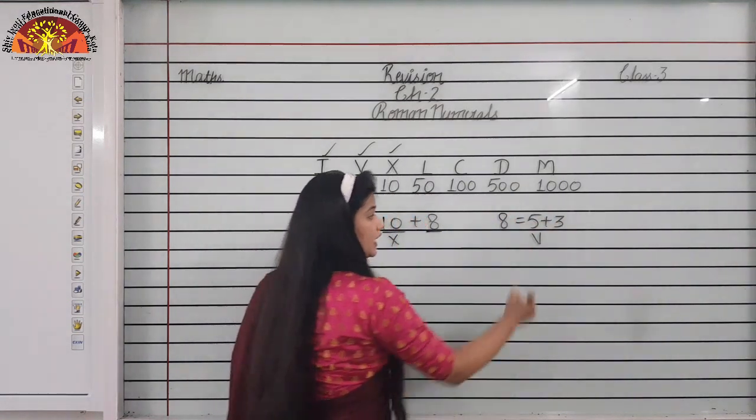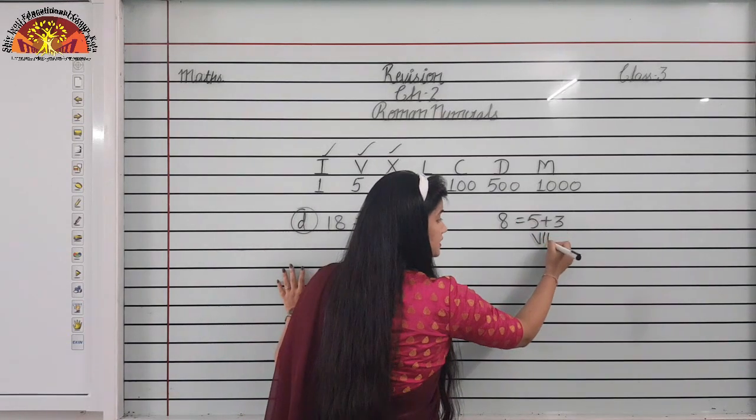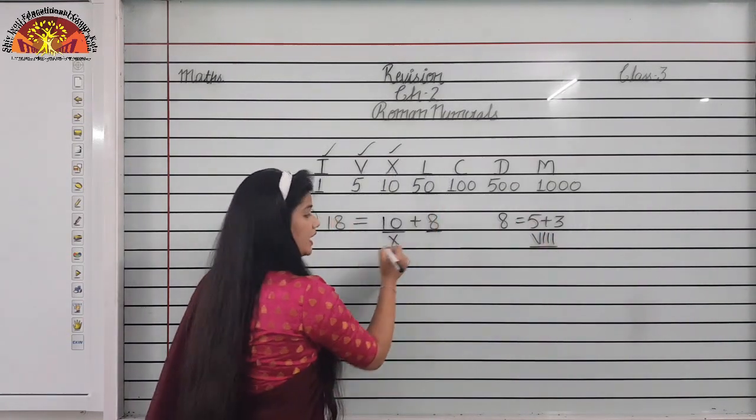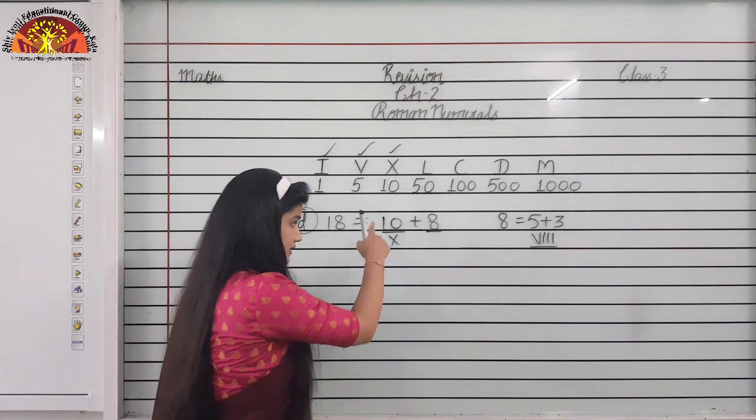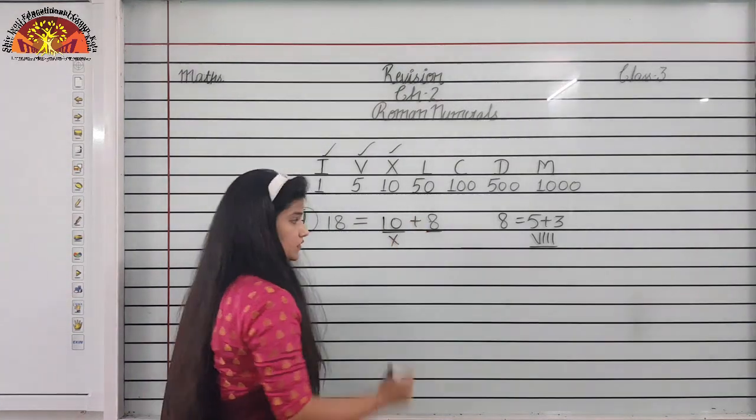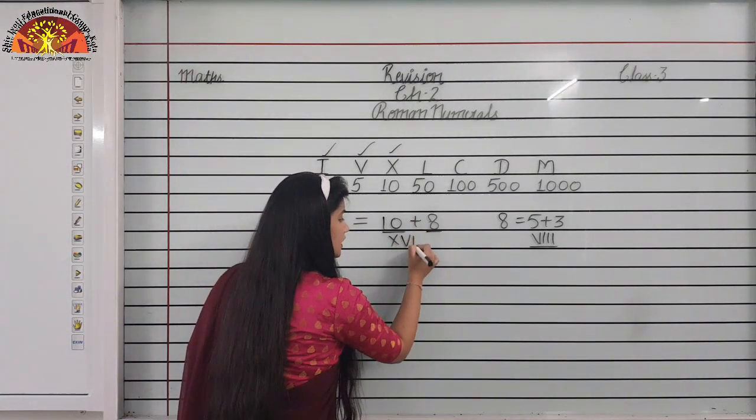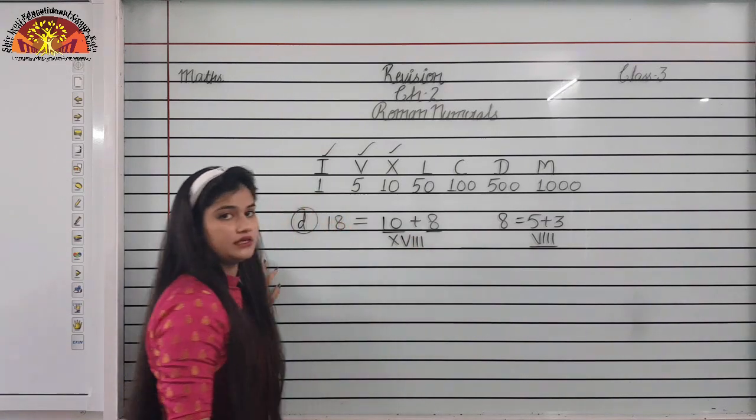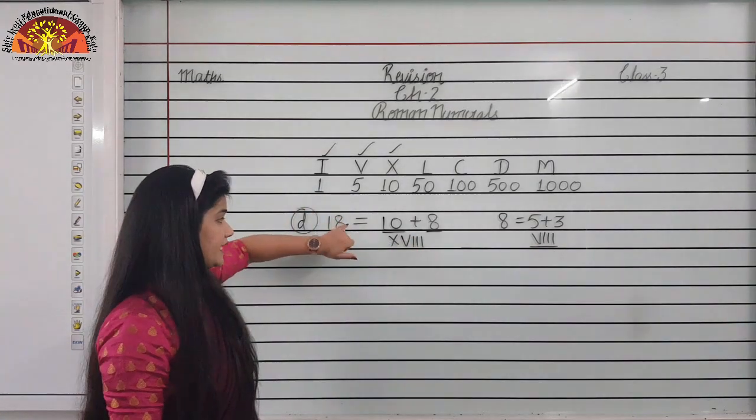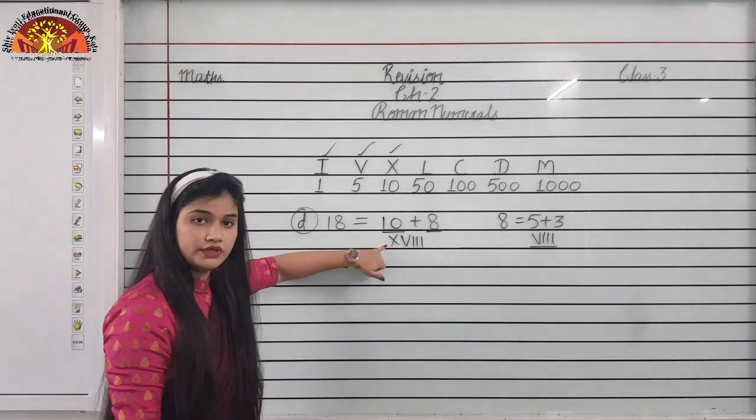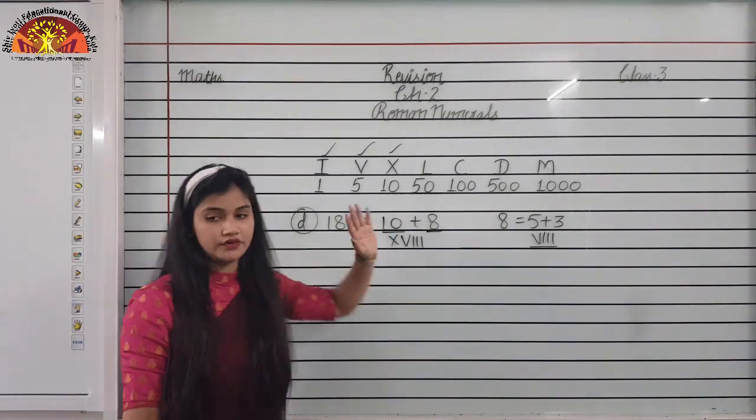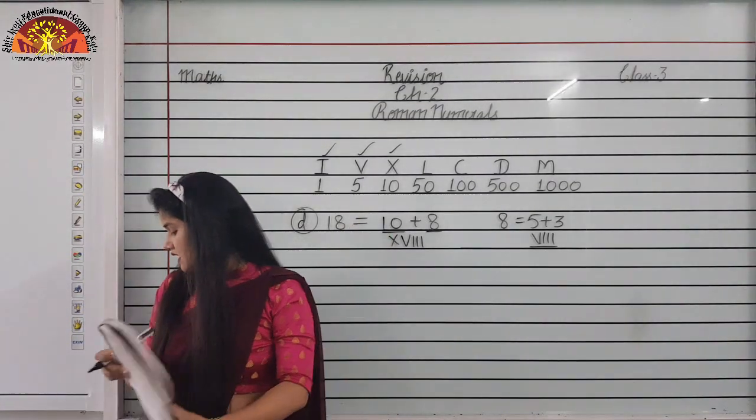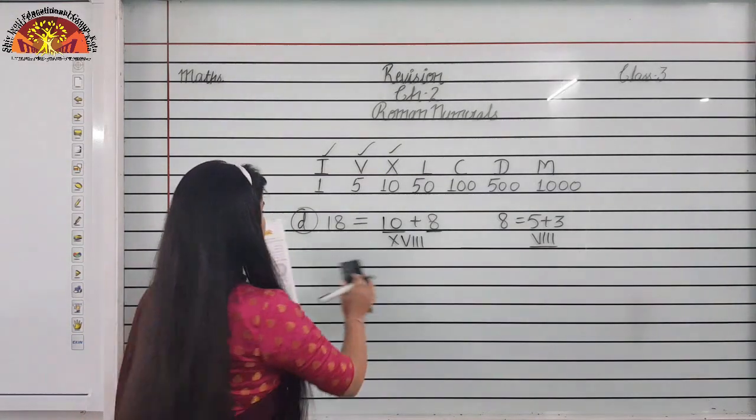5 means V, and we have to add 3. And this is 3. So now the value of X is 10. Now we have to write 8. How will we write 8? V and 3 times I. Is it clear, students? Now this has been converted into Roman numerals. So in this way, students, you can convert Roman numerals to Hindu-Arabic numbers and Hindu-Arabic numbers to Roman numerals.